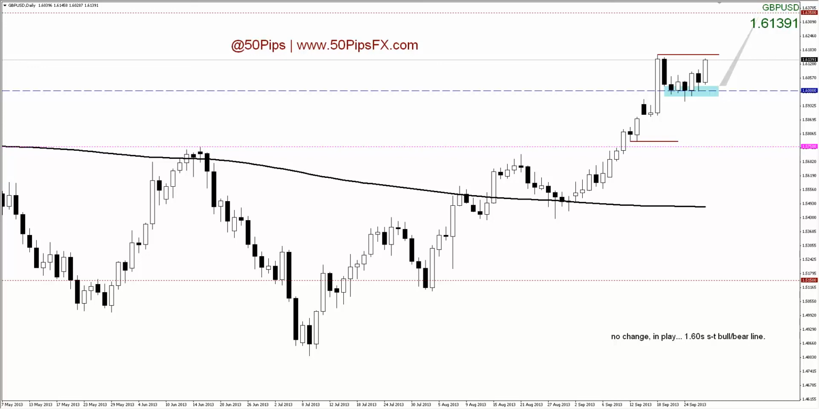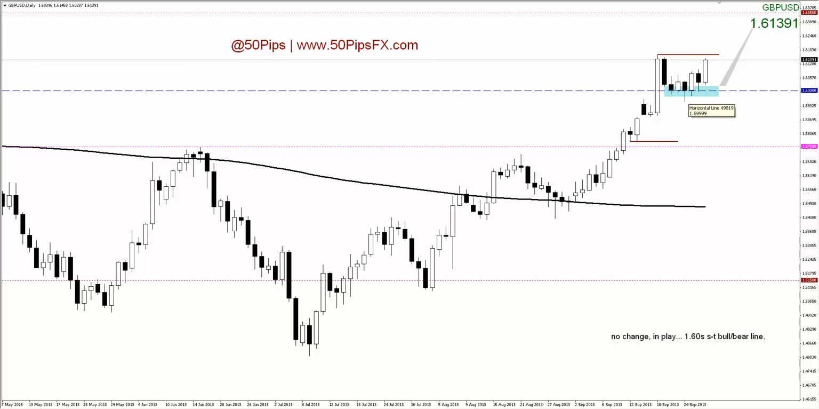Now keep in mind that this move has been very extended, right? So it would be healthy to see some kind of retracement in the market. So when we do get that retracement, try not to get spooked by it. It doesn't mean that the bull case is going to completely change unless it's on a tape bomb or data, right?